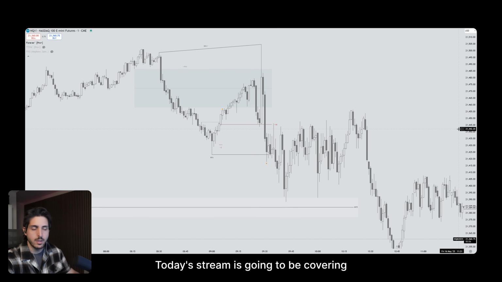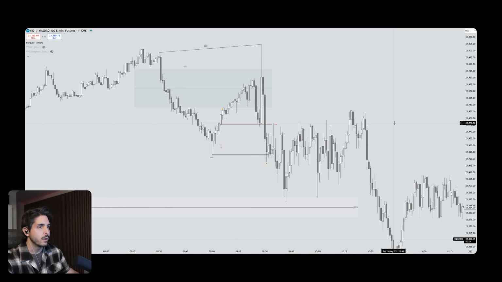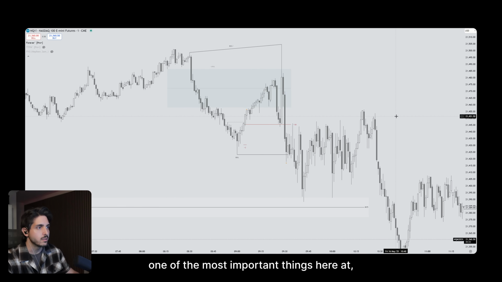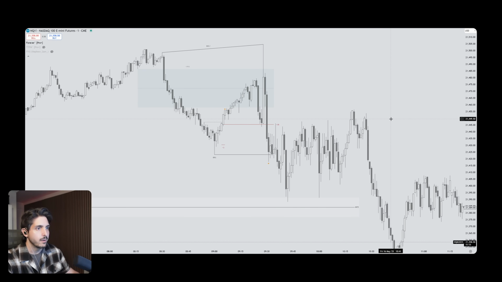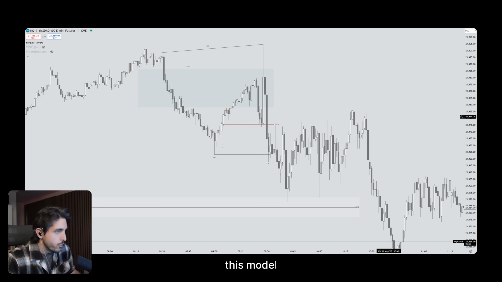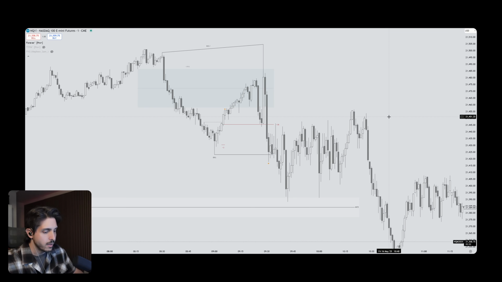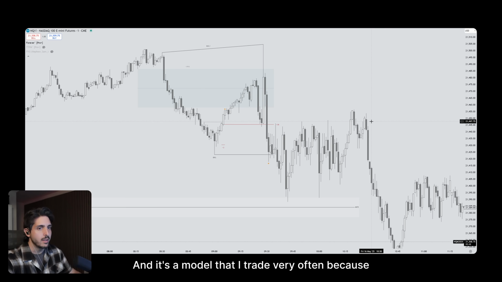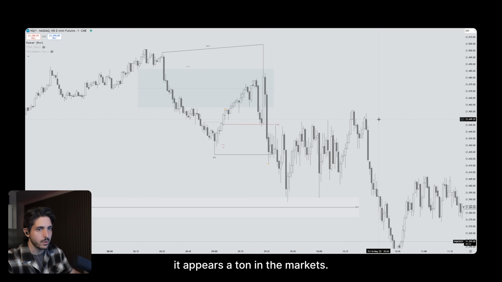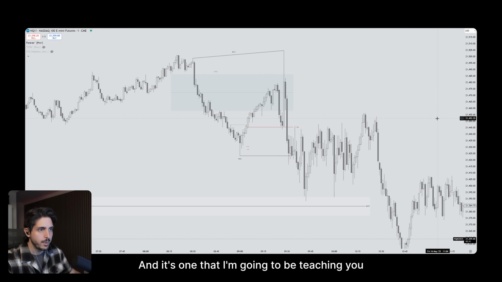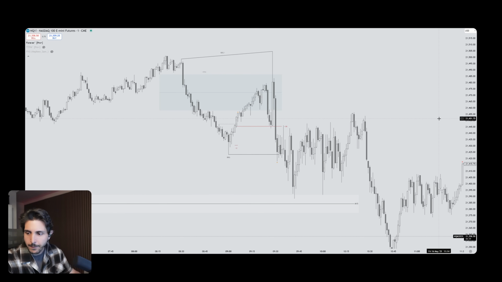Today's stream is going to be covering probably one of the most important things here at TraderMade, which is the TMade model. This model has significantly helped my trading and has made me money in the last few months. It's a model that I trade very often because it appears a ton in the markets, and it's one that I'm going to be teaching you here right now, live.